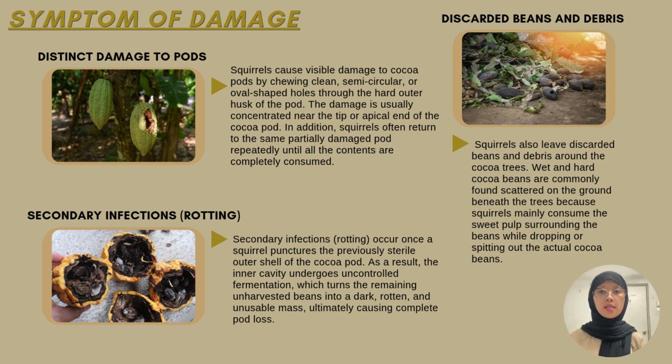The next point is discarded beans and debris. Farmers can usually observe broken pieces of cocoa pod husks, partially eaten beans, and feeding remains around the base of the cocoa trees. This is an important sign that squirrel activity is occurring in the plantation. The last symptom of damage is secondary infection or rotting. The damaged cocoa pods become exposed to fungi and also bacteria. As a result, the pods may start to rot, become soft, and change to a darker color.